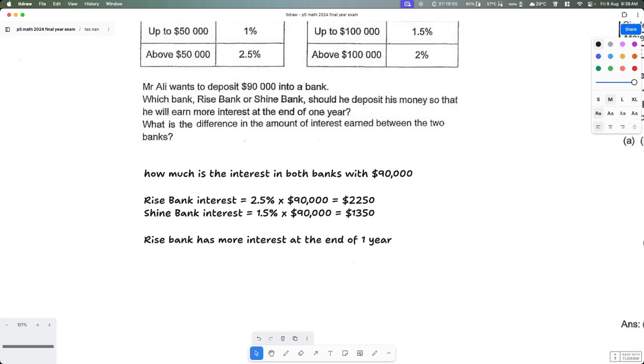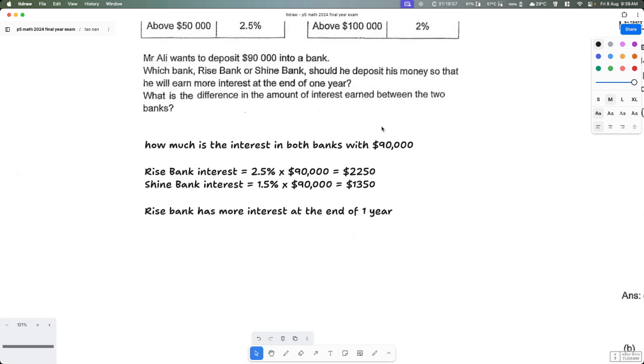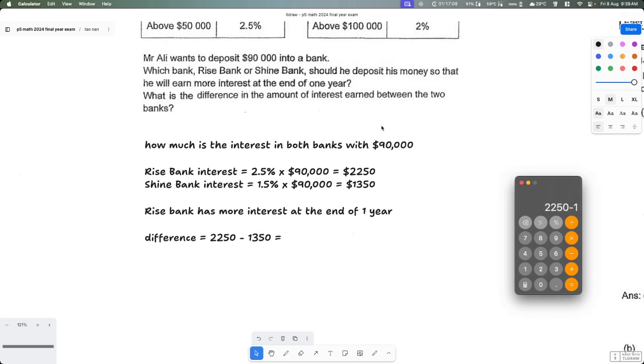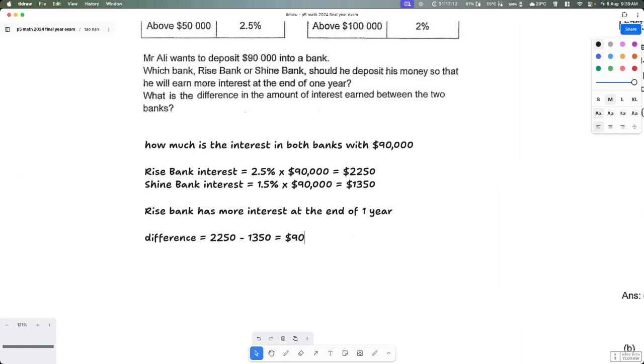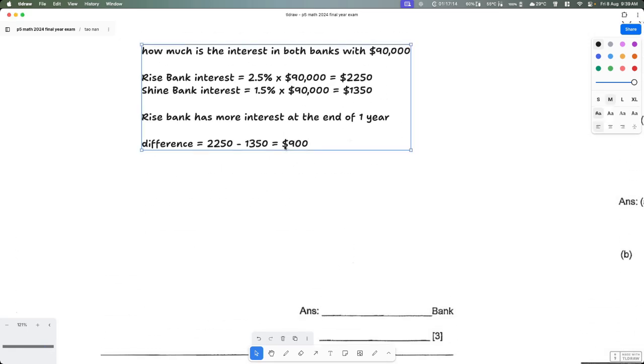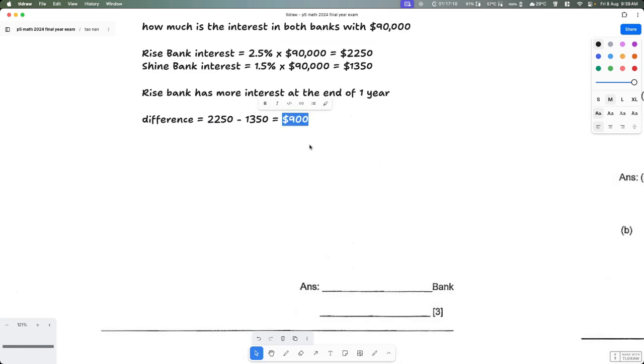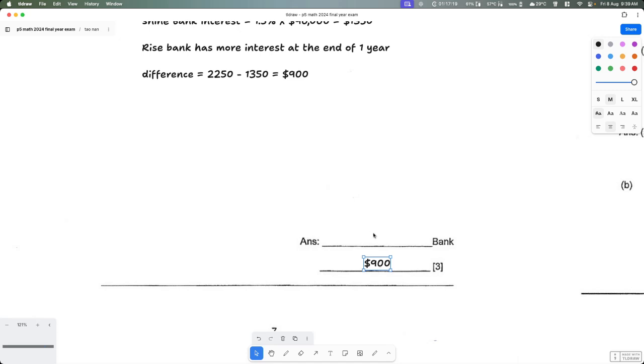So what is the difference in the amount of interest? The difference is equal to 2,250 minus 1,350, which is equal to $900. So that's the answer. What bank? Rise Bank, and $900 in terms of difference in this case.